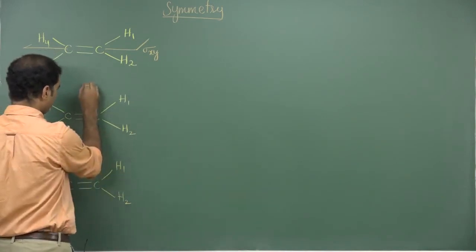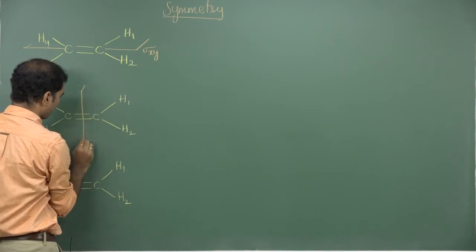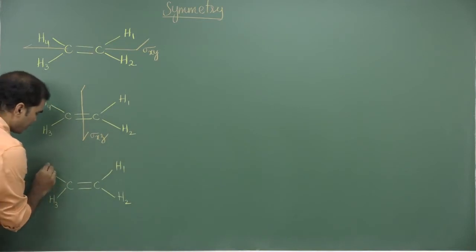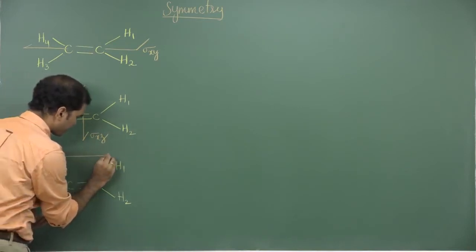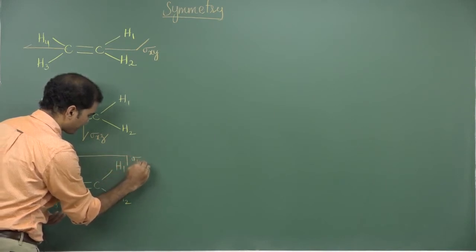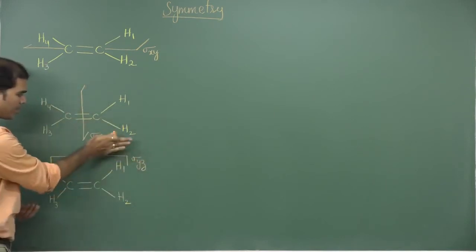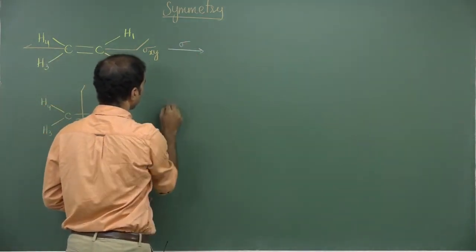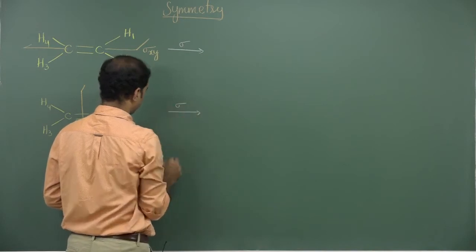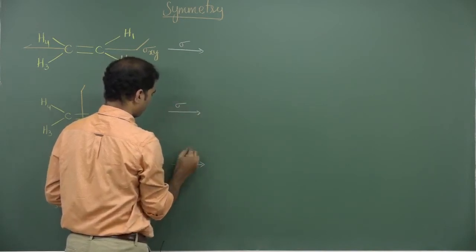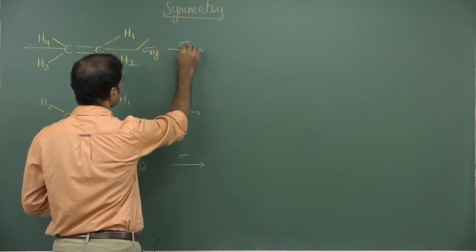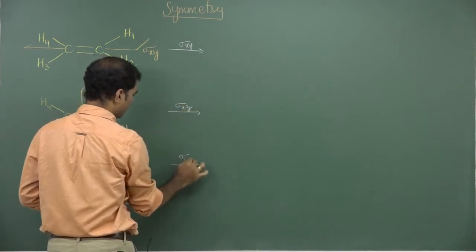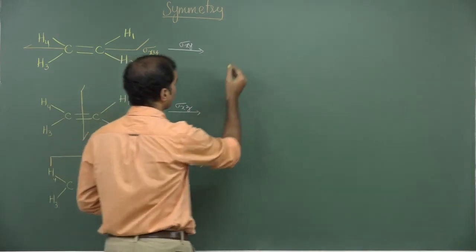The next one, let us show a sigma xz. And the third one, sigma yz, which is the plane of the board. All these are now planes. One is sigma xy, sigma xz and sigma yz. What are the positions of the atoms? We will see.